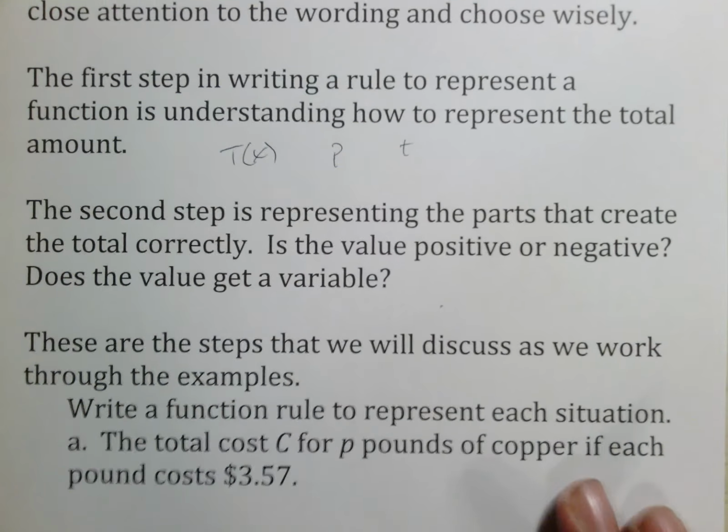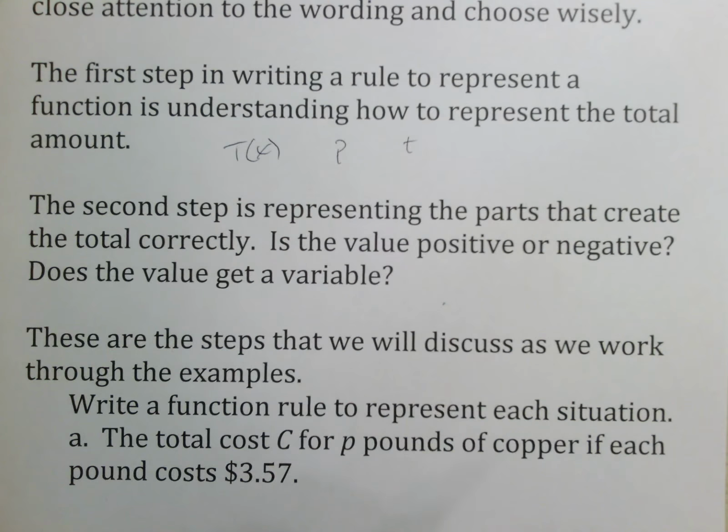The second step is representing the parts that create the total correctly. Sometimes they'll have a positive value or a negative value. Sometimes the value that they give you takes away from the total, which means it'll be negative. Most of the time it adds to the total, which makes it positive. And then you also have to ask yourself if the value they give you is going to be repeated over and over, which means it gets a variable, or is it a value that is just placed once.